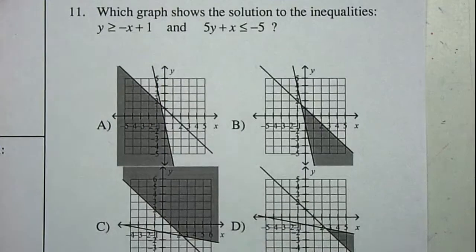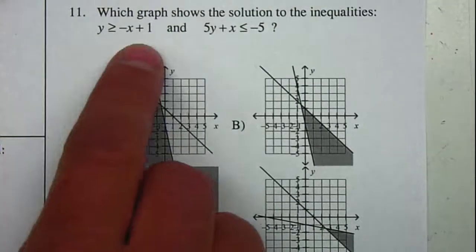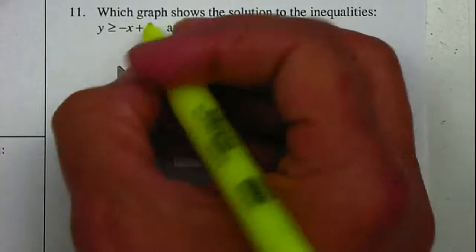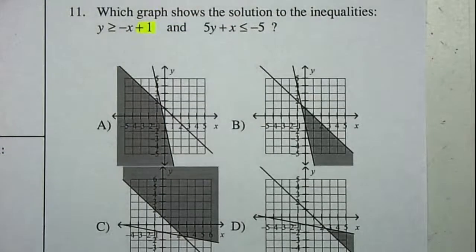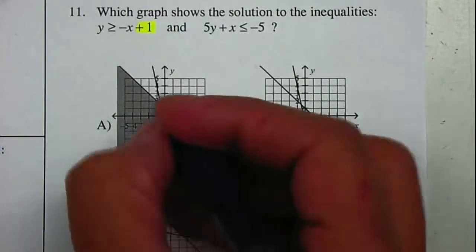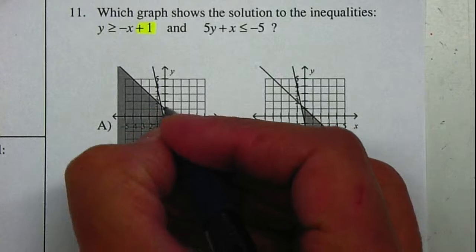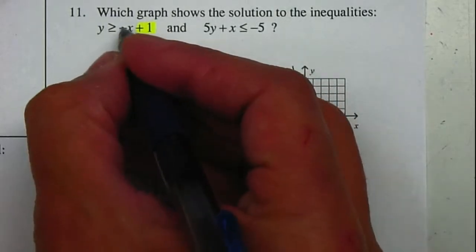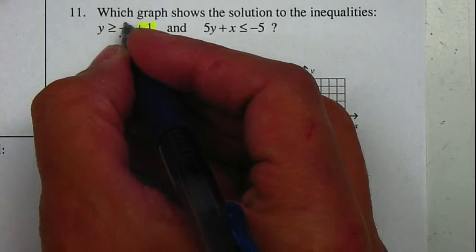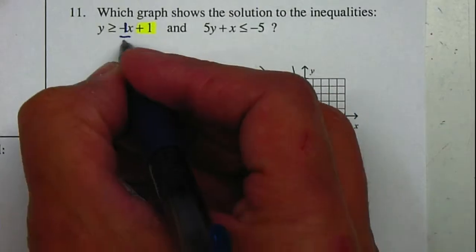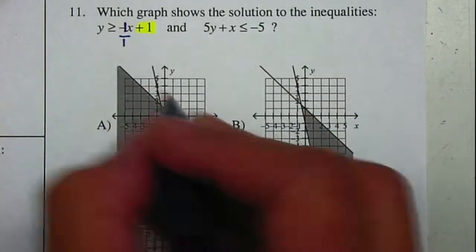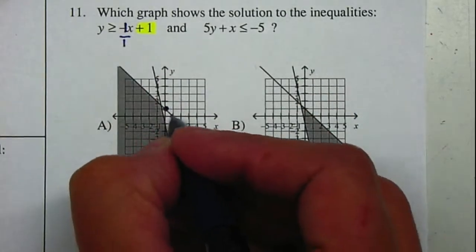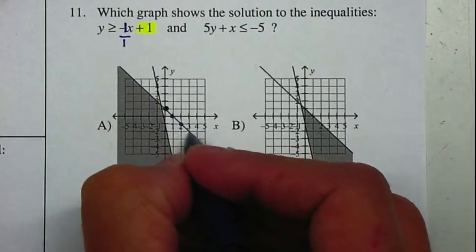For the first one, it's already in slope-intercept form. My y-intercept is 1, so it crosses the y-axis at 1, so that one's fine. And my slope is negative. There's no coefficient, so automatically there's a negative 1 over 1 to make it a fraction. So it's down 1 to the right 1, down 1 to the right 1, down 1 to the right 1.